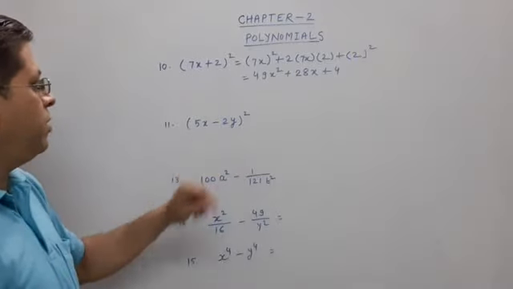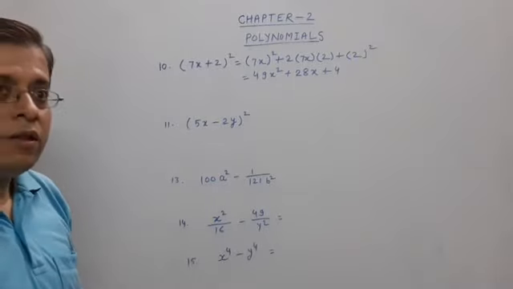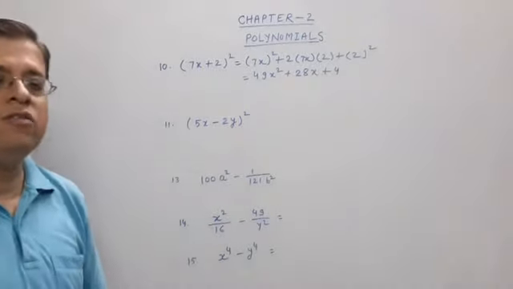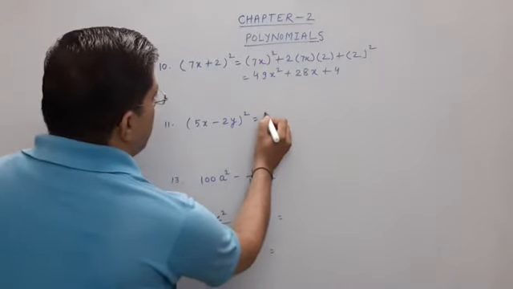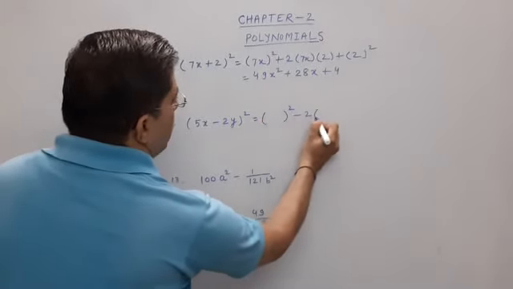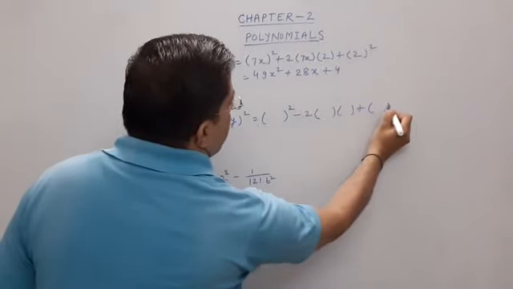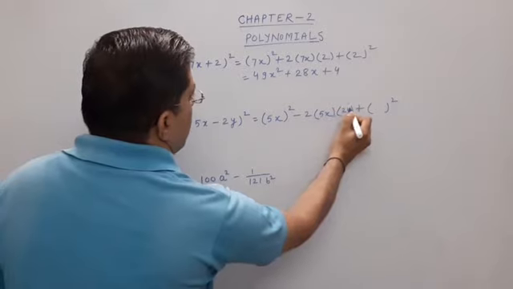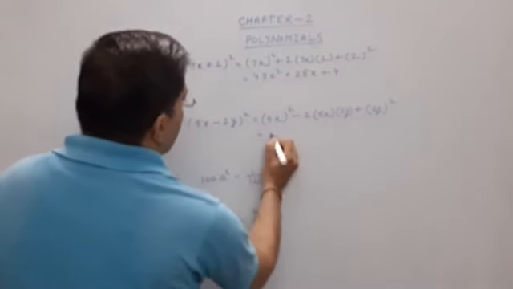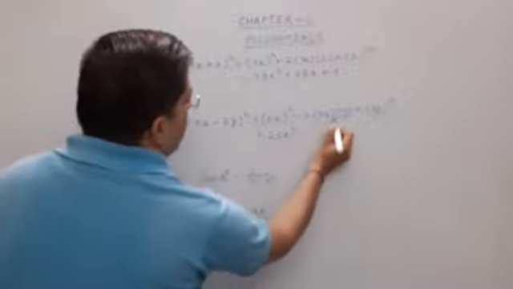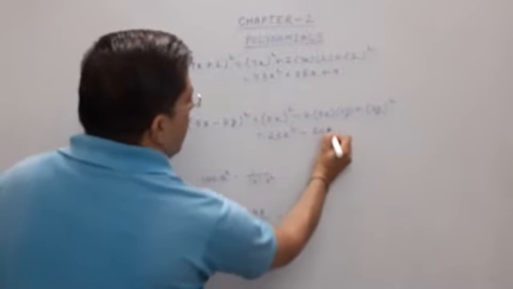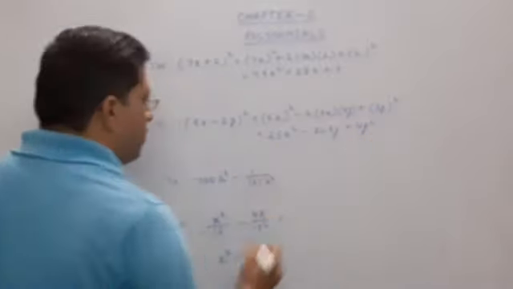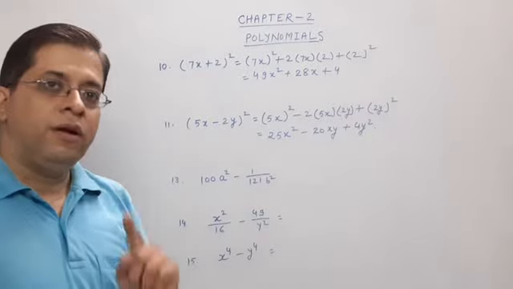Okay, now the second one. (a - b) whole square. This is looking like this: (5x - 2y) whole square. This is a square minus 2ab plus b square. Okay, 5x, 5x, 2y and here 2y. This is 25x square, 5 times 2 is 10, 10 times 2 is 20xy, plus 2 square is 4, 4y square. Isn't it?